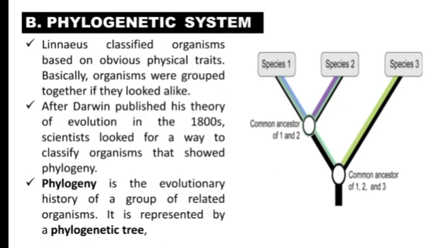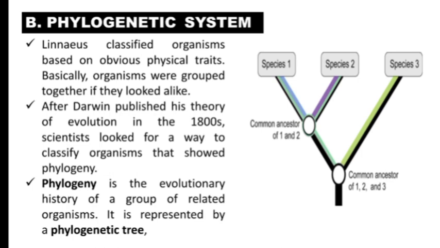So how about the phylogenetic system? Linnaeus classified organisms based on obvious physical traits. Basically, organisms were grouped together if they look alike. After Darwin published his theory of evolution in the 1800s, scientists looked for a way to classify organisms that showed phylogeny. So what is phylogeny?